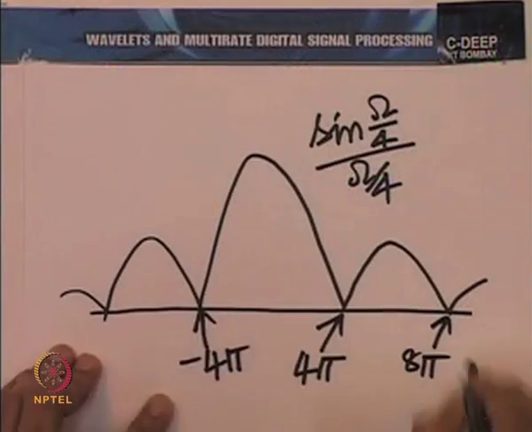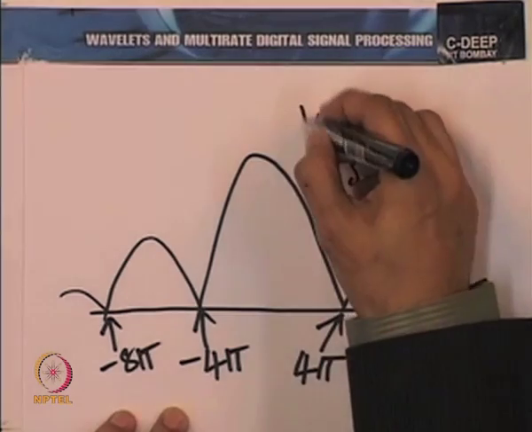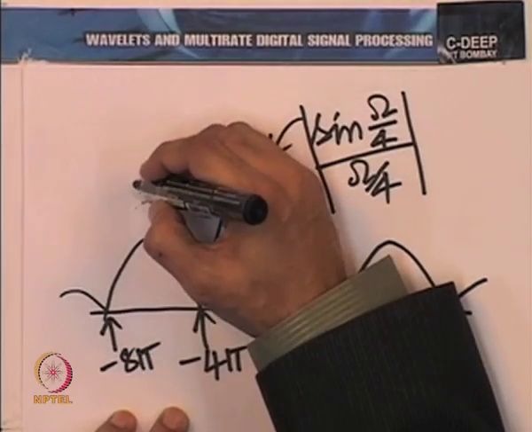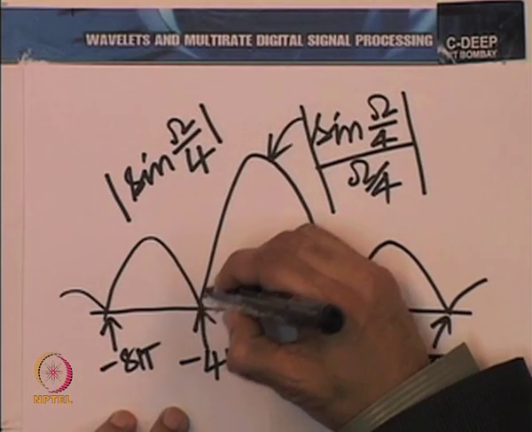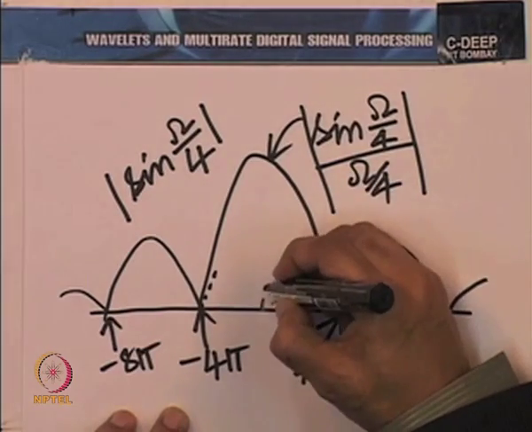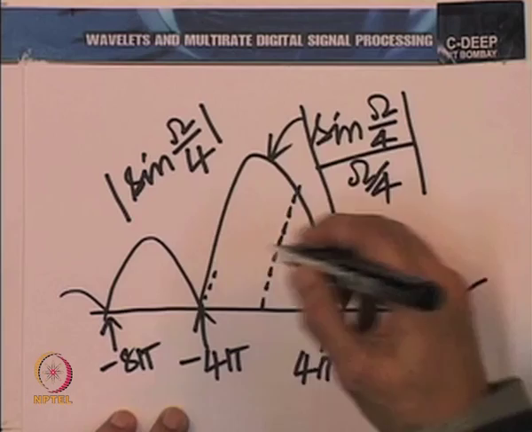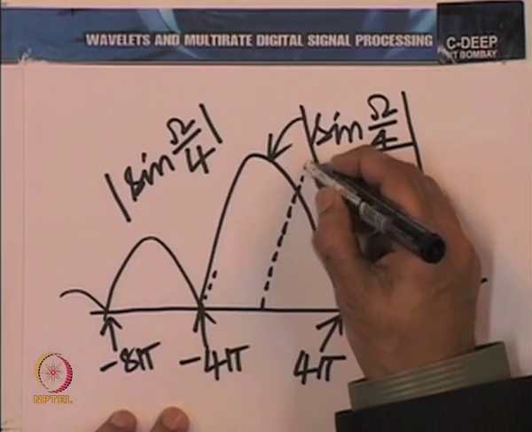First, let us look at sin omega by 4 by omega by 4. That of course would look like this. You see, this is the point 4 pi, minus 4 pi and so on. And then on the same graph, I will draw mod sin omega by 4 by omega by 4. And on the same graph, I will show in dotted mod sin omega by 4 once again. So, that is going to look like this. It is going to have a maximum at pi by 2, and then it is going to see omega by 4. So, one cycle will be completed when omega by 4 equal to pi, that is omega equal to 4 pi. So, you have one cycle being completed here.